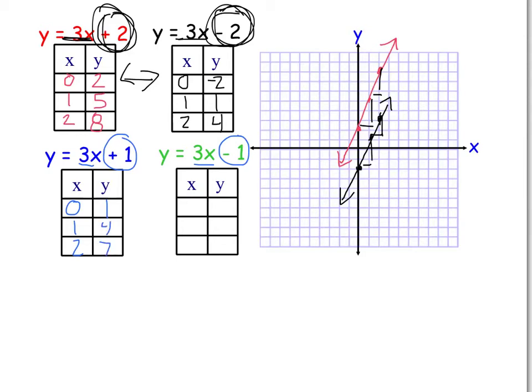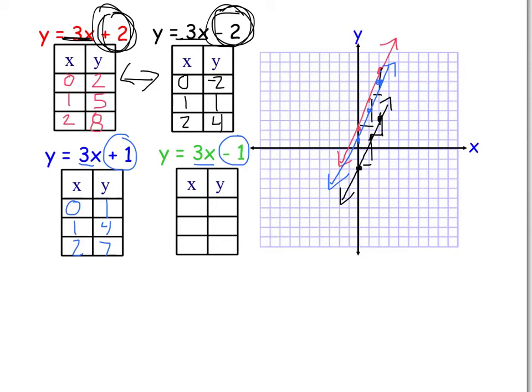So we'll graph it: 0, 1, 1, 4, and 2, 7. Okay? And again, we've got another parallel line running into the y-axis at 1. Exactly what we predicted. Let's do this one in green.